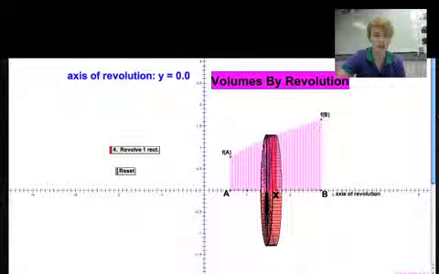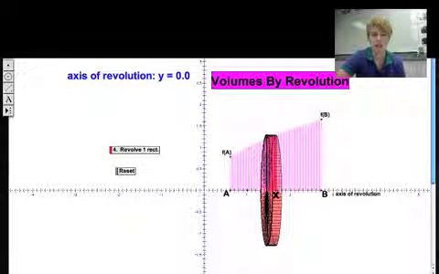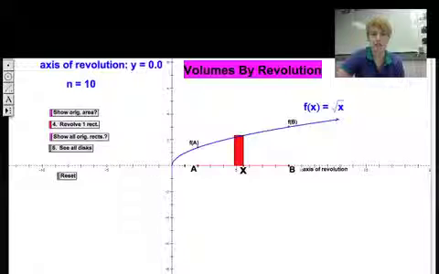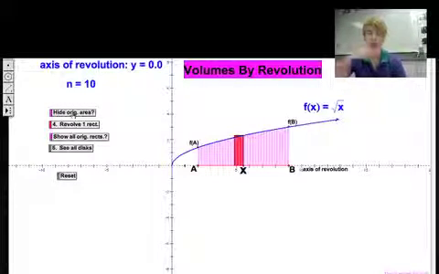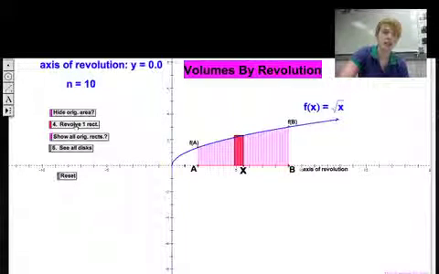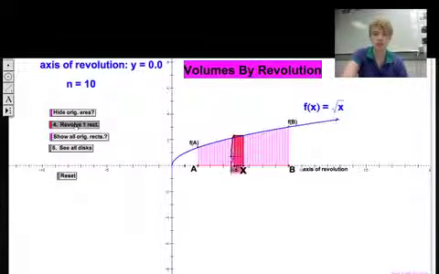We need a picture, a visual. So I'm going to switch screens here. Check this out. Here's that one disk. I'm going to show the area. Remember, this is what we spun around the x-axis. When I revolved that one disk, it looked like this. And we talked about the thickness and the radius.